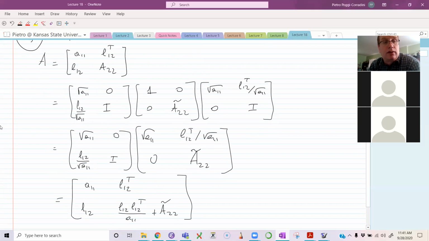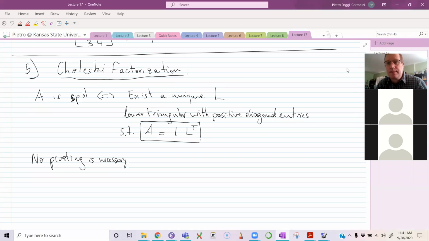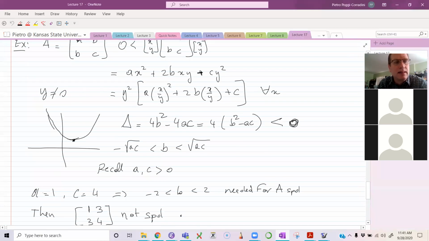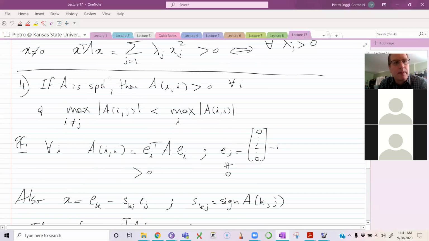Now, why am I allowed to take the square root of A11? Positive. Because it's positive, because A is SPD, right? This was one of the properties that we had last time. Let's see. Oh yeah, there it is, by 4, right? If A is SPD, then the diagonal elements are positive. All right, so that's good. So we're allowed to take the square root.